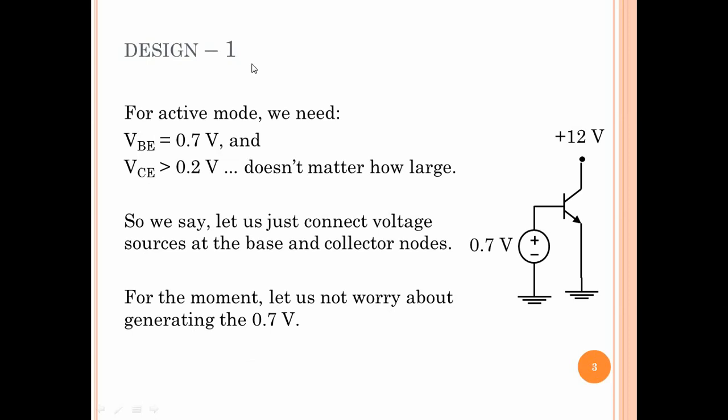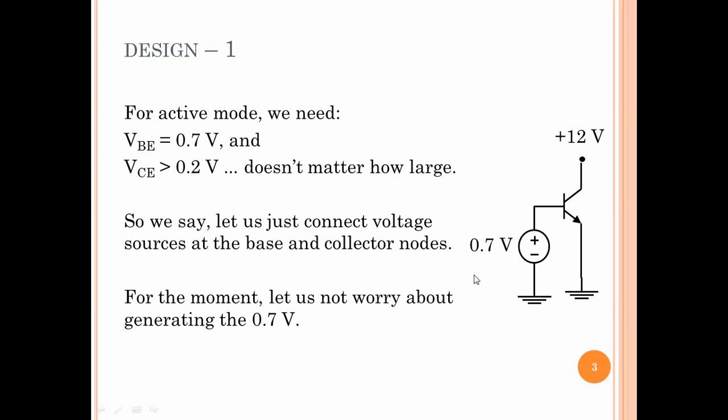So the first design we'll do is we say, well, we want the transistor to be in the active mode. Therefore, we need the base emitter voltage to be about 0.7 volts, and we need the collector emitter voltage to be greater than 0.2 volts to put the transistor in the active mode. And it doesn't matter how large the VCE is. So we say, well, this is what we need. So this is a circuit we'll build.